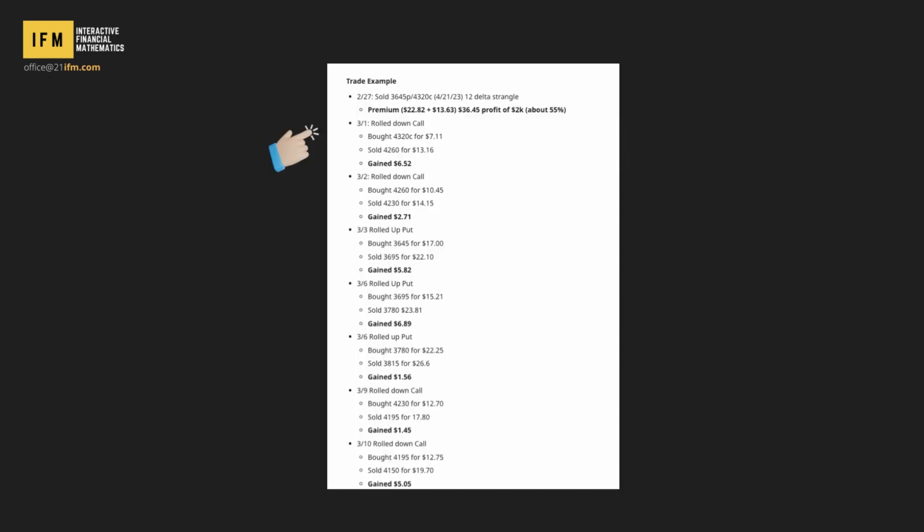The post shows a series of adjustments to the 16 delta short strangle position by rolling up the put and rolling down the calls based on the movement of the stock price. As part of this approach, the untested strike is modified to help optimize the position.